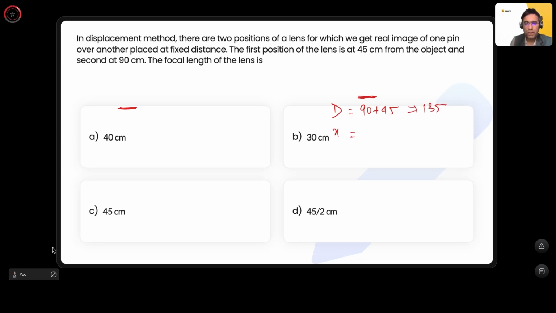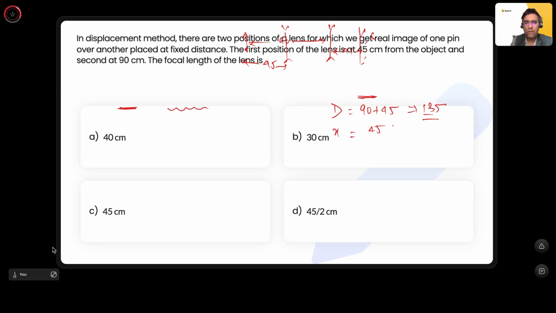And X, which is the distance between the lenses, we can also draw the diagram if you want. So this is the pin and this is the screen, and these are the two positions of the lens. It's a convex lens. So one is 45 and one is 90. So if this is 90, this will become 45. So D will be equal to 135 and X, the distance between the two positions, will be 90 minus 45. So it will be 45.